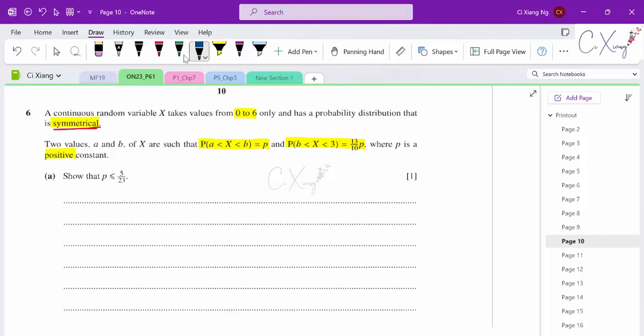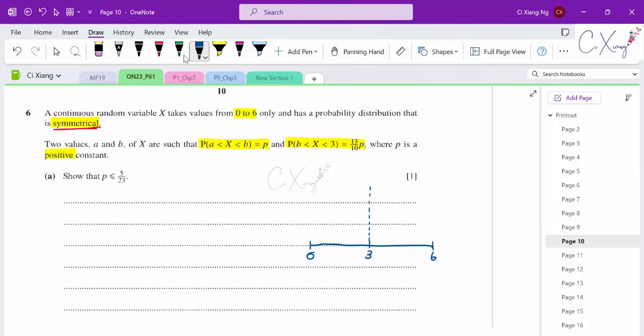Okay, for this kind of question, we can try to draw a simple diagram to show the probability distribution function, and then it will be easier for us to understand the question. Of course we don't know the proper shape of the distribution, so we just simply draw a simple graph. Let's say this is 0 and this is 6. Since the question tells us that the graph is symmetrical, the line x equals 3 will be the symmetrical line, that means the center line.